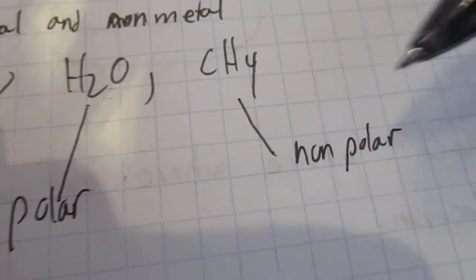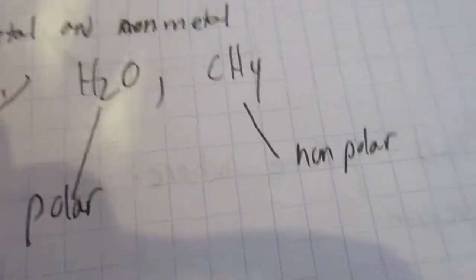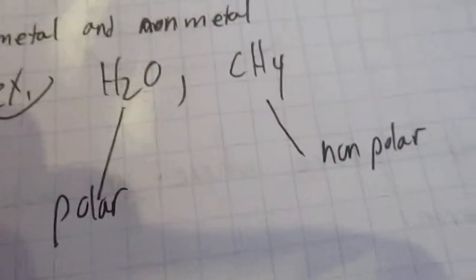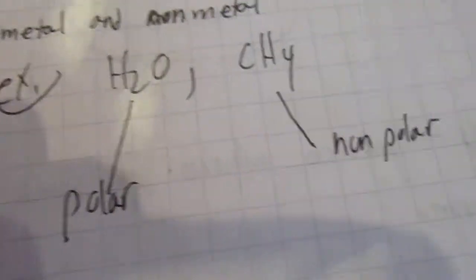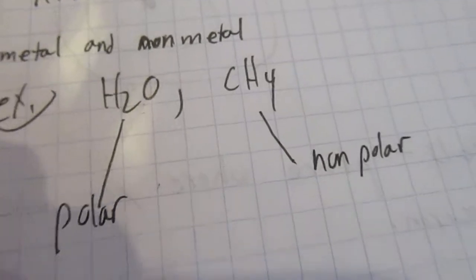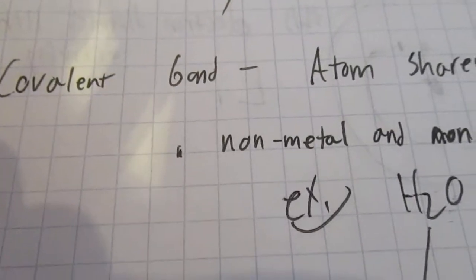For methane, it's non-polar because they share the electrons equally. Carbon and hydrogen's electronegativity difference is not too high, it's not a huge difference. So that's why they share their electrons equally. So that's a covalent bond.